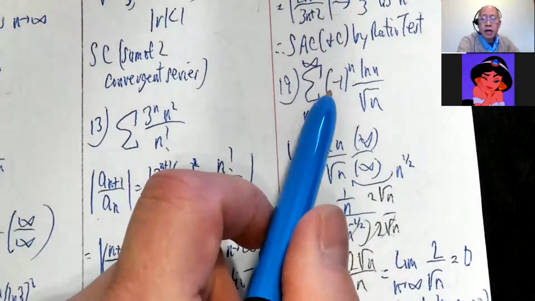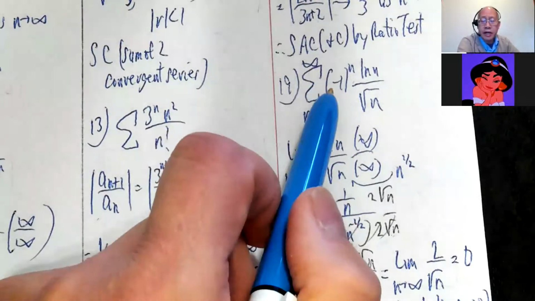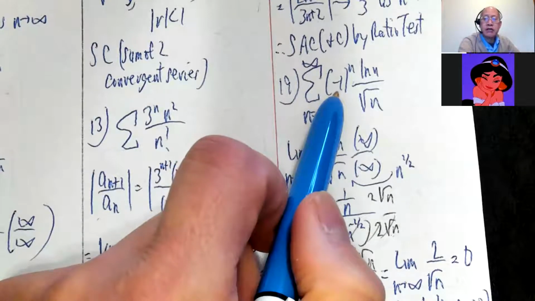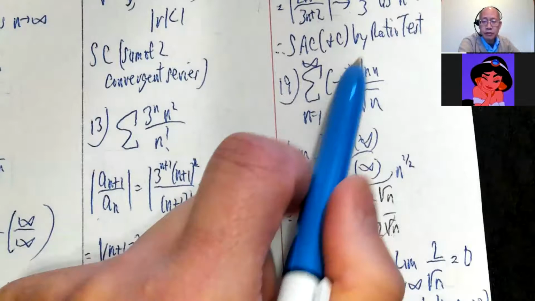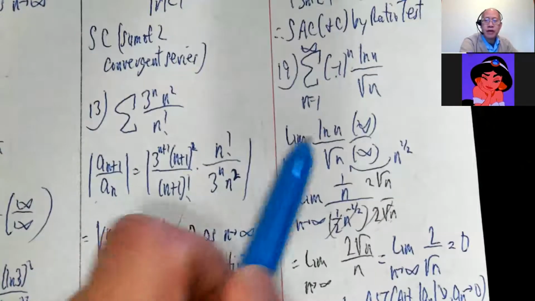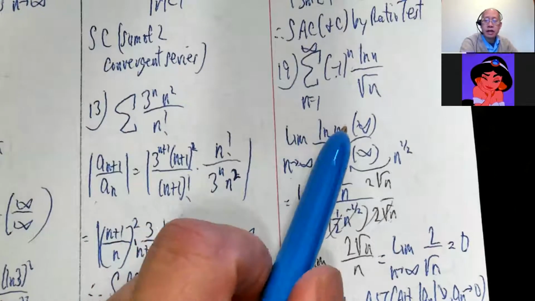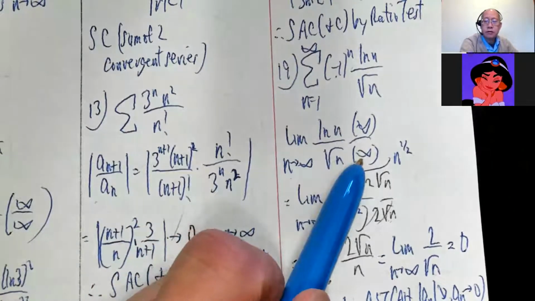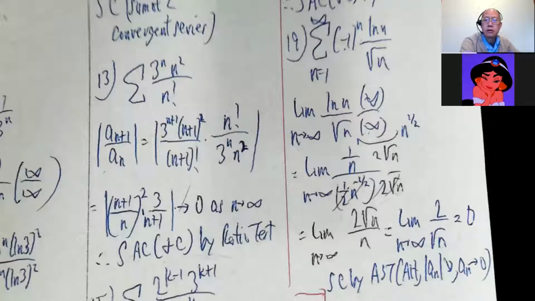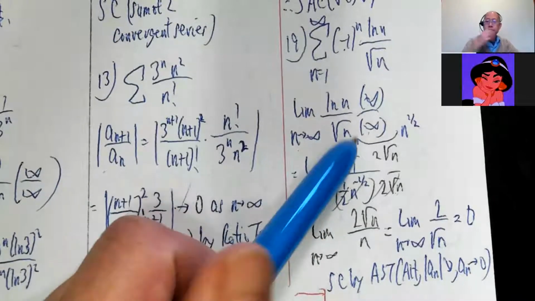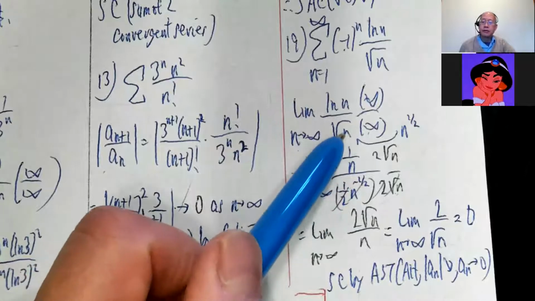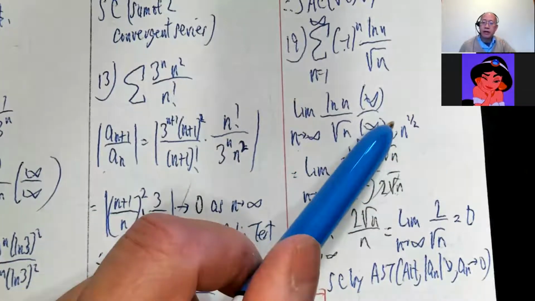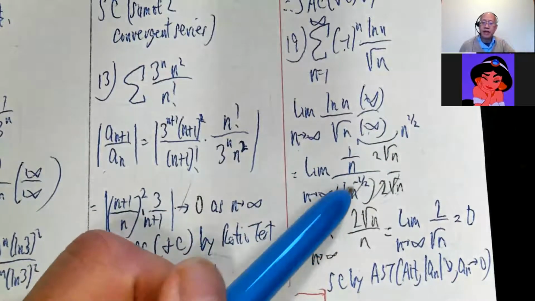So I know it's alternating, but what has to be true for alternating series test? The terms have to decrease in absolute value and approach 0. So I have to prove that this approaches 0. So what's the limit as n approaching infinity of ln n over radical n? That's infinity over infinity. So I can do L'Hopital's rule. Derivative of the top is 1 over n. Derivative of the bottom, that's n to the half, right? So the derivative is 1/2 n to the negative 1/2.